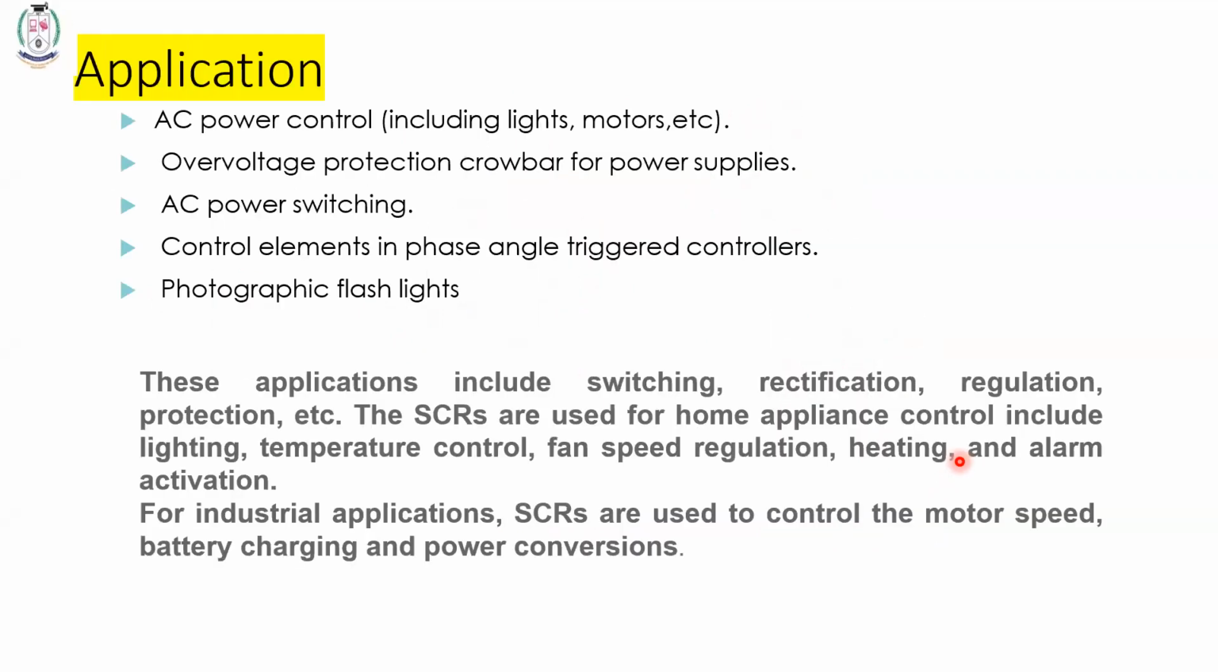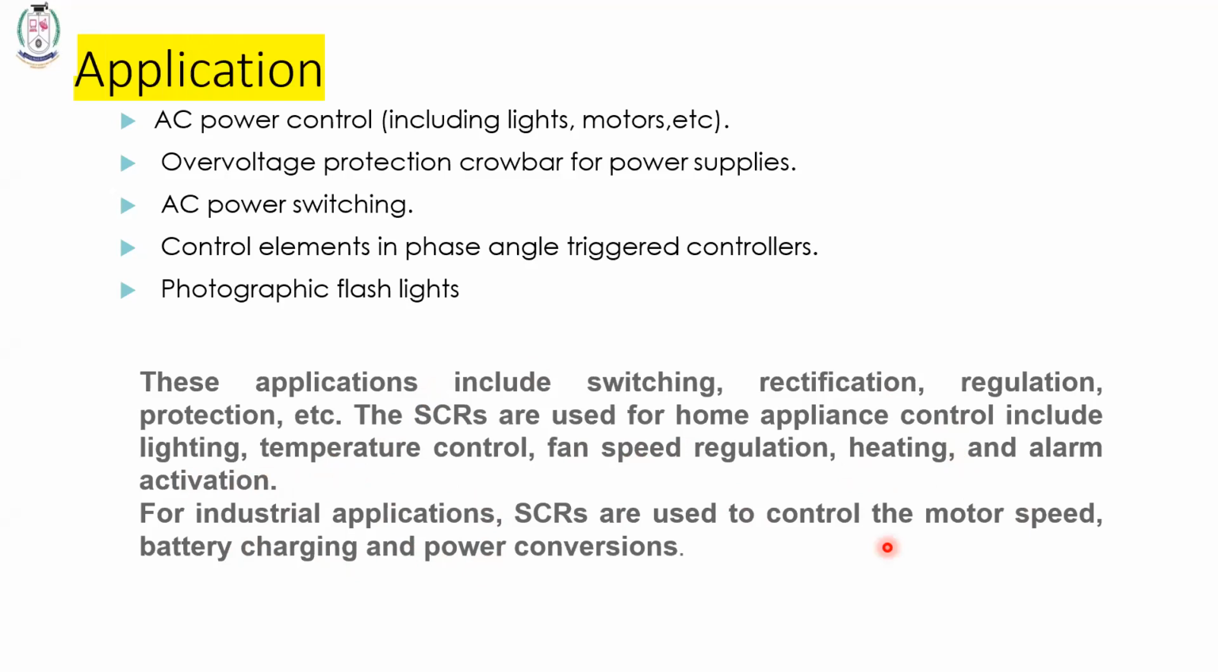And the next one, applications. So applications of SCR. I told you in power electronics, the major part is switching and rectification applications. The SCR is mainly used in temperature control, heating, alarm activation, and industrial uses, mainly power converters and inverters. SCR has tremendous applications, used to control motor speed and battery charging. I told you all renewable energy systems are equipped with thyristor family devices.